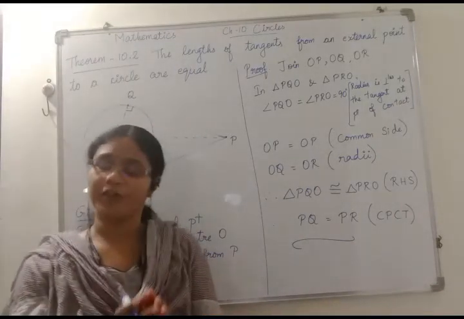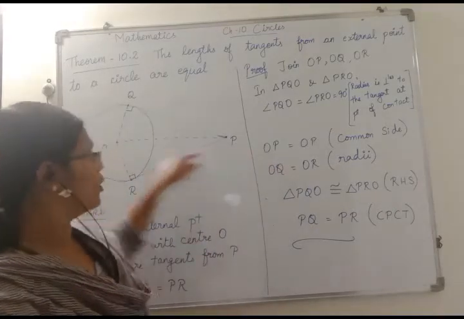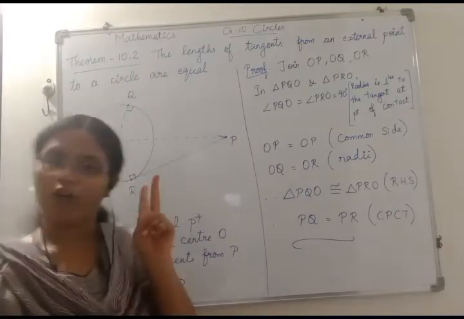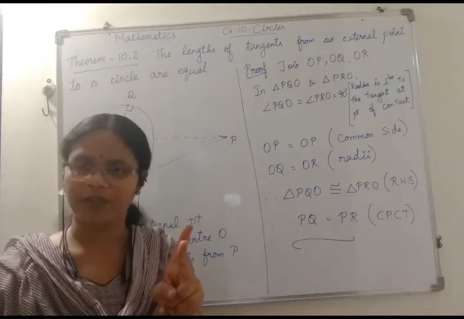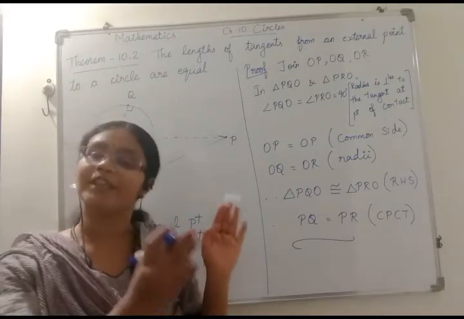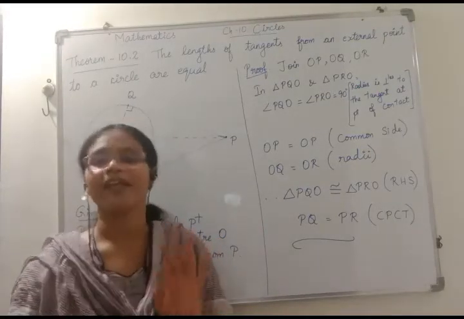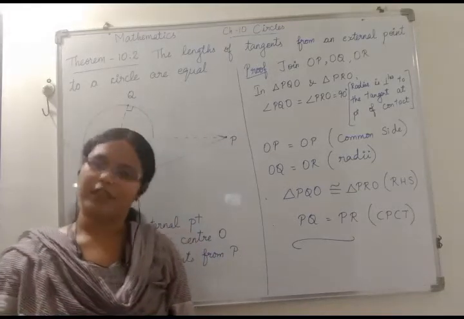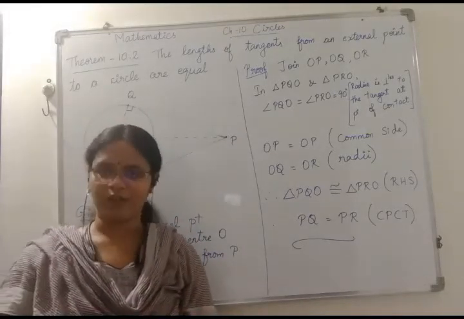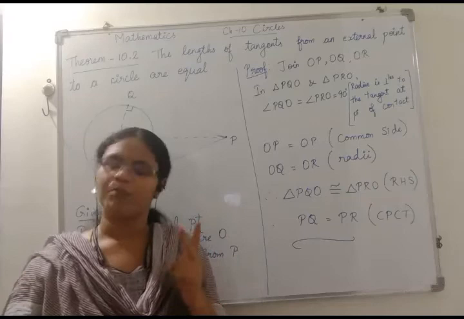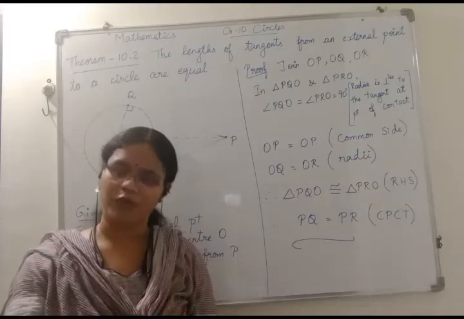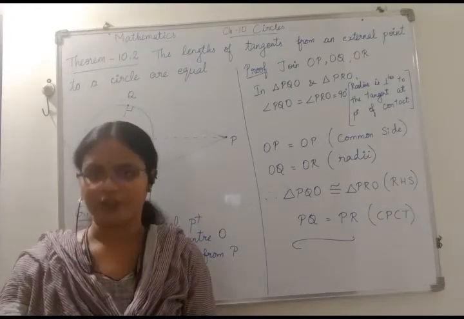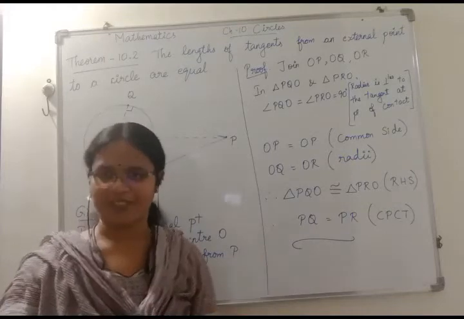So, if you have an external point to the circle, we can draw two tangents from the point to the circle, and the lengths of the tangents are going to be equal. Okay, this is another important theorem. In this chapter, we have only two theorems. Both are important, and we will be solving a lot more questions in the exercise based on these.